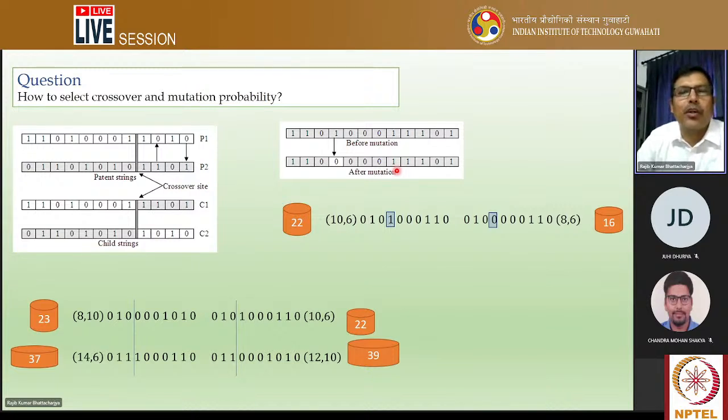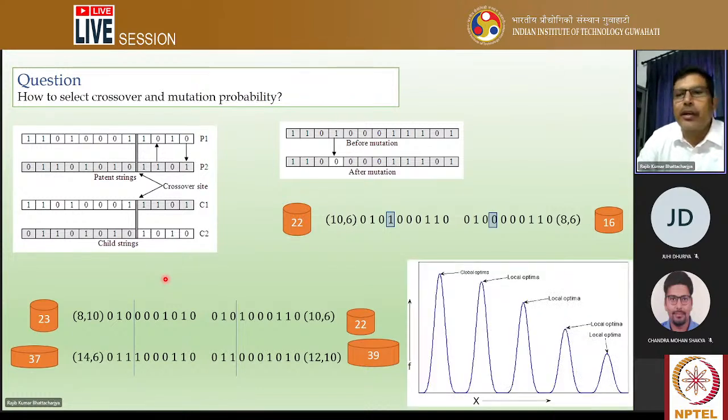So how to select the mutation and crossover probability? Suppose the string length is 10, then the mutation probability can be 1 by 10. If the string length is 100, the mutation probability can be 1 by 100. This is the thumb rule. For crossover probability, you can use around 0.9, 0.8, 0.7, like that. Even 100% crossover probability can be used, so 99 or 95%. I hope this concept is clear now.